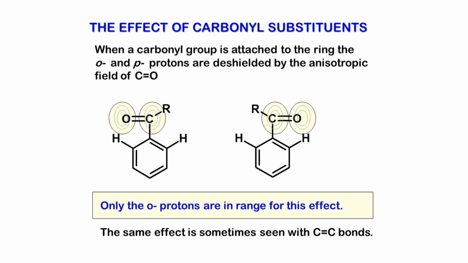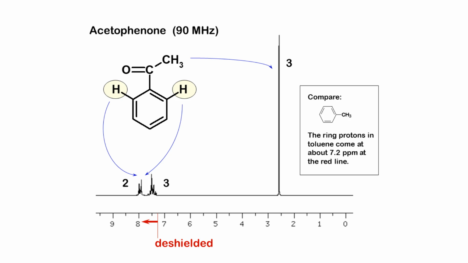When a carbonyl group is attached to the ring, the ortho and para protons are deshielded by the anisotropic field of the carbonyl group. This effect is sometimes seen with C=C bonds as well. In acetophenone, the ring protons come at about 7.2 ppm, showing the deshielding effect of the carbonyl group.